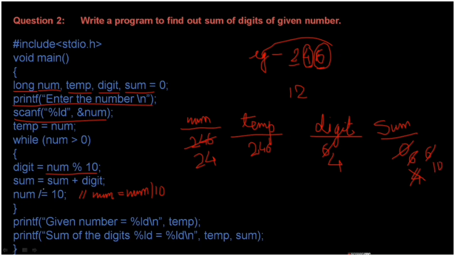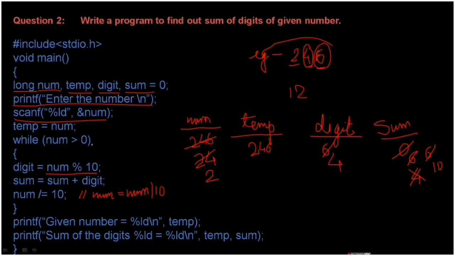Now num divided by is equals to num divided by 10. That is stored in num. So it will give the quotient value. So 24 divided by 10 will give you 2. So here it is 2. So in num we have stored 2.